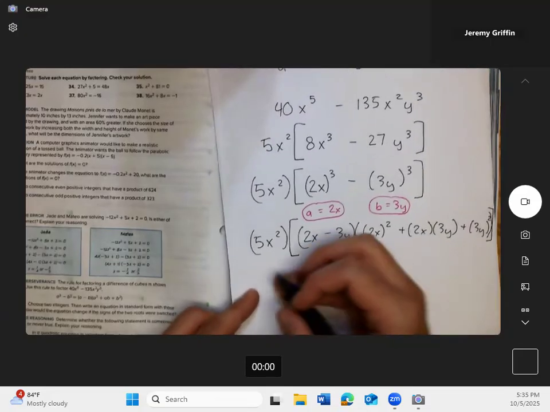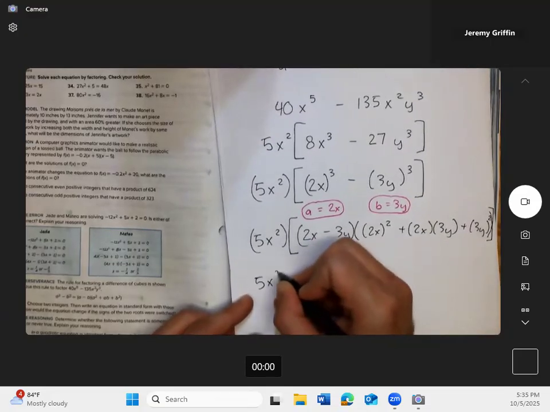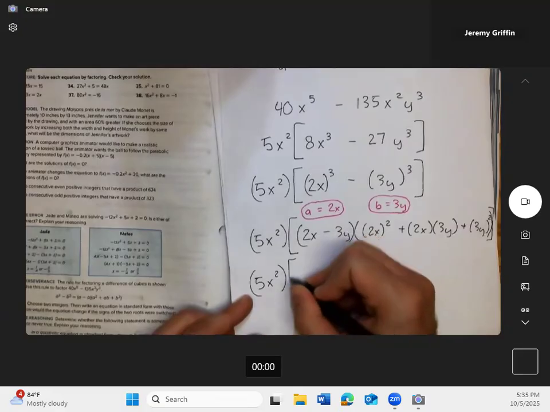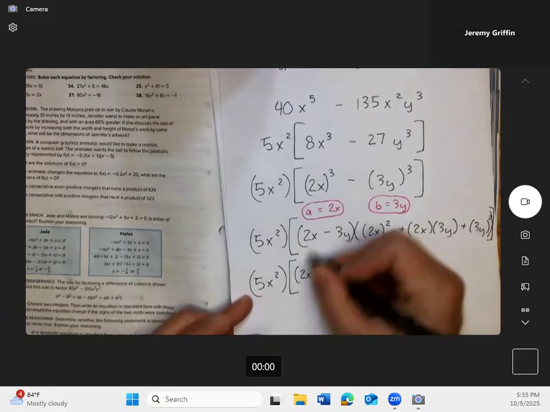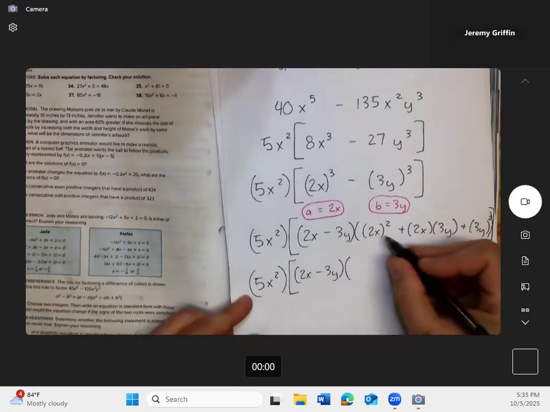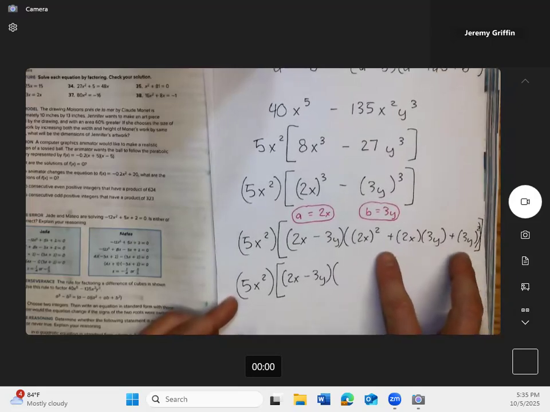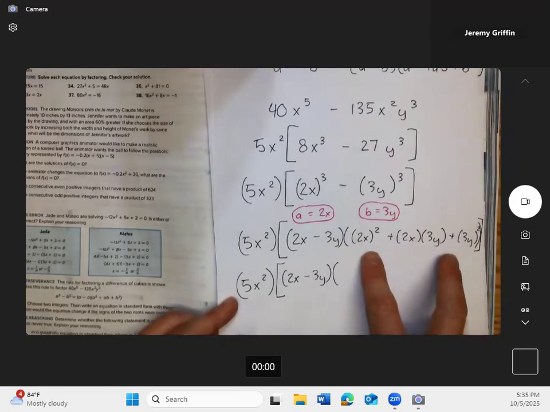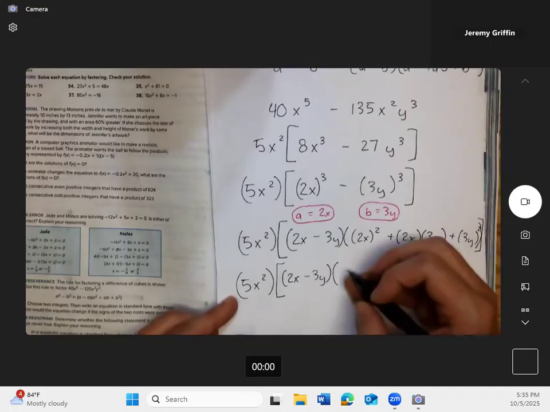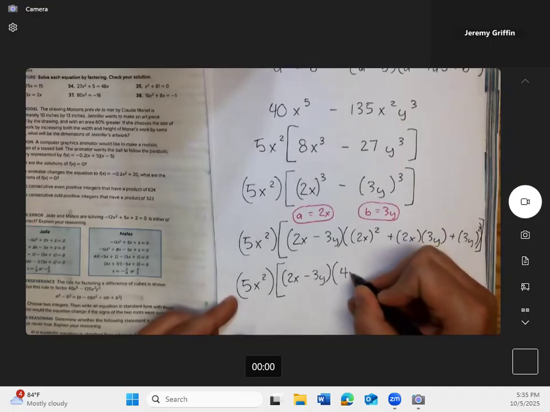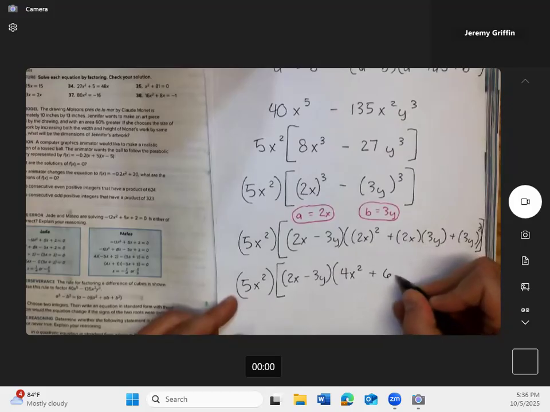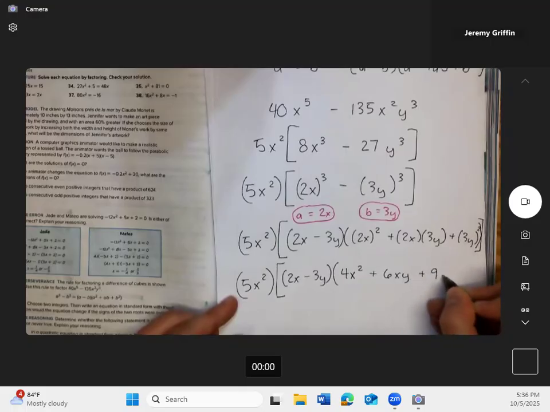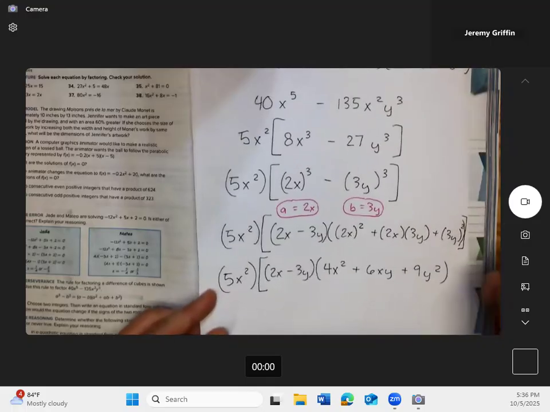Okay. But let me write this one more time. Got a 5x squared. Okay, I'll keep my 2x minus 3y right here. So that's the same. Okay. And then here, well, okay. Whether you want to leave it like this or you expand it a little bit, I guess is up to you. But if I wanted to, I could call this 4x squared. I could call this 3 times 2 is 6xy. Yeah, okay. And then I got a plus 9y squared. Right? You could do that.